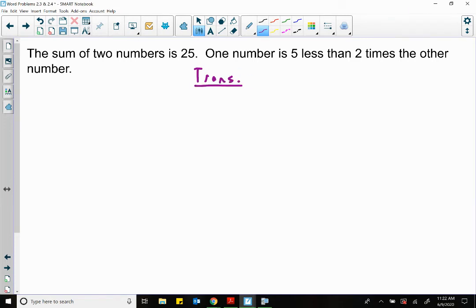Reason being, I have mathematical words. Sum, is, less than, times. All those are mathematical words.